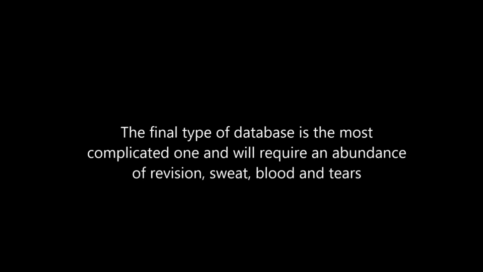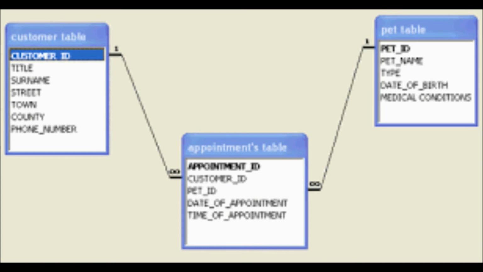The final type of database is the most complicated one and will require an abundance of revision, sweat, blood and tears. Relational databases. I see one now. Don't move a muscle. Relational databases are probably the most widely used computerized databases as they are the most sophisticated, due to being able to make multiple links between separate tables through the use of many keys.